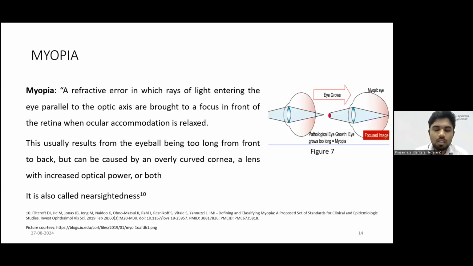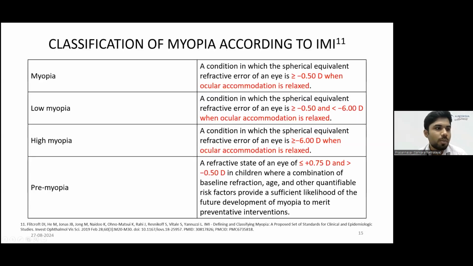So myopia, as all would be familiar, is when the rays fall in front of the retina and the ocular accommodation is relaxed. It's also called nearsightedness. According to the IMI, this is how myopia was classified. If the patient has greater than minus 0.5 diopter, it is considered myopia onset. If the myopia is greater than minus 0.5 and less than minus 6 diopter with ocular accommodation relaxed, we consider it low myopia. And if it is greater than or equal to minus 6 diopter with ocular accommodation relaxed, it's considered high myopia.